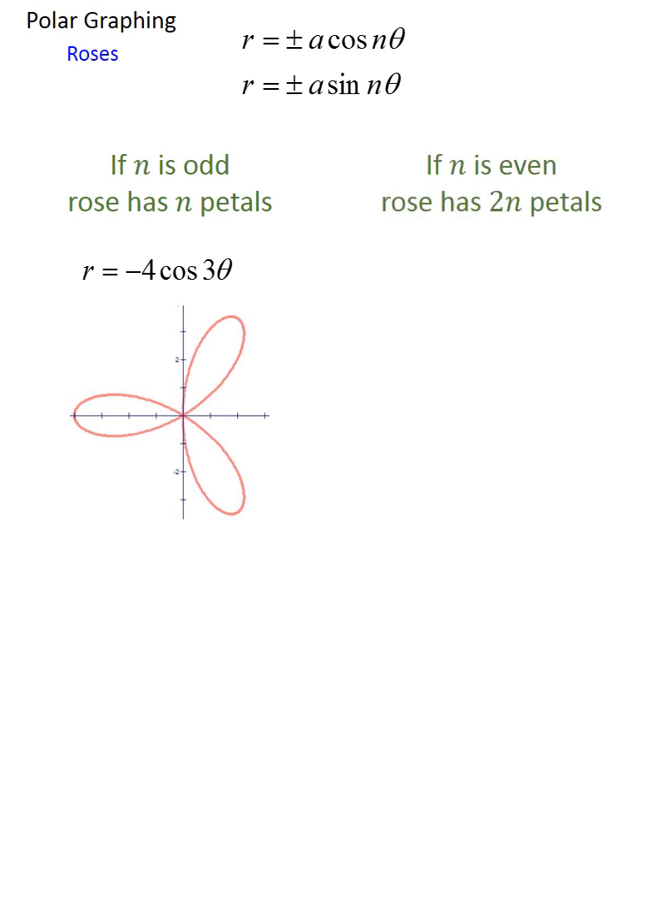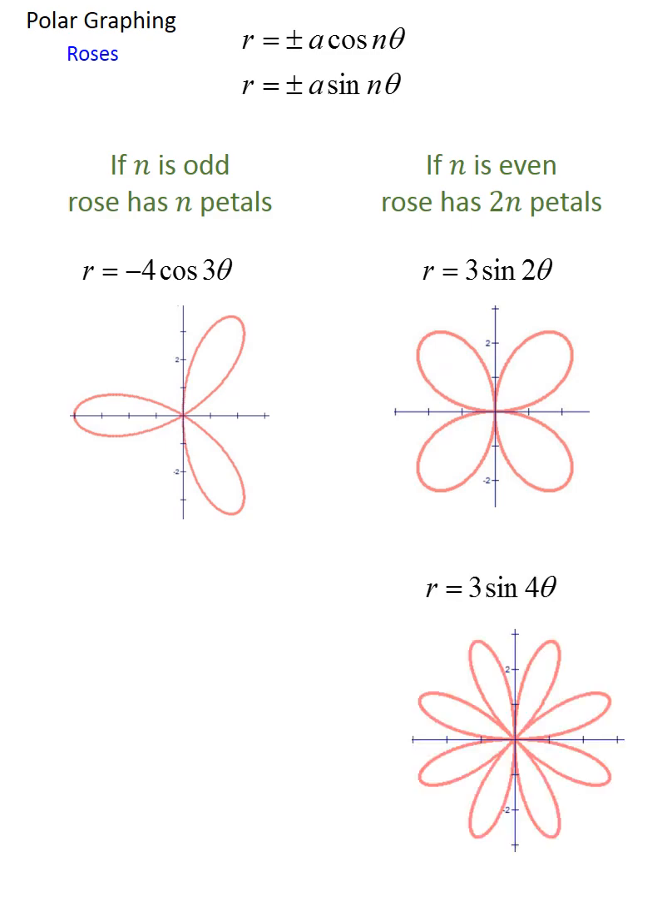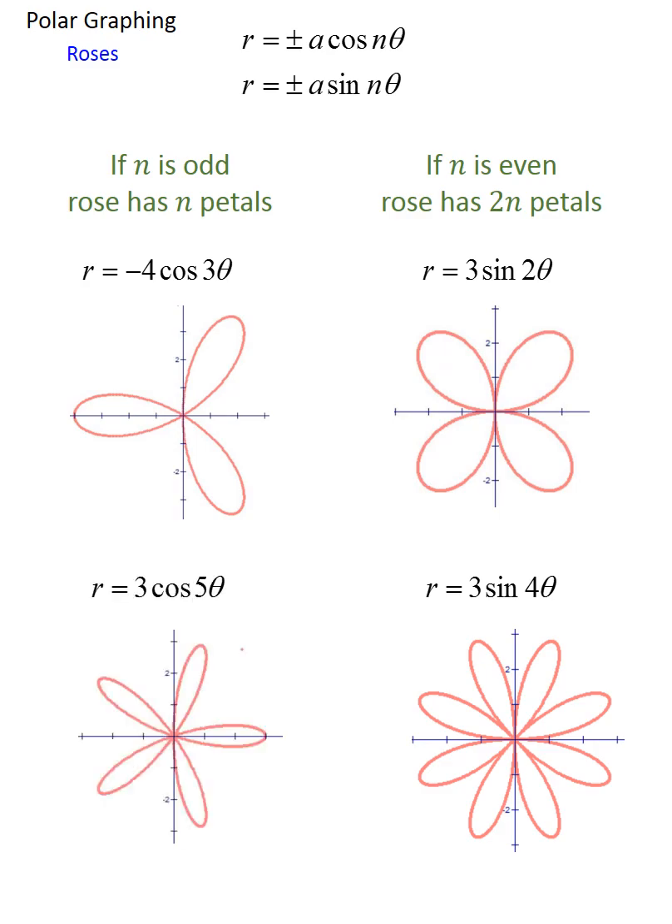However, if n is even, we're going to have 2n petals, meaning twice the value of n. For example, when we had a 2 theta, we had 4 petals. These two examples you're looking at are the ones we saw. Here's one we didn't see in the video. If I have a 4 theta, I'm going to have 8 petals in my rose. But if I have a 5 theta, 5 being odd, I'll only have 5 petals in my rose. And that's the generalization of the number of petals of the rose that you can expect.